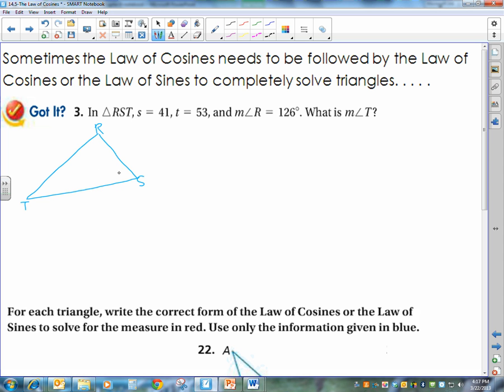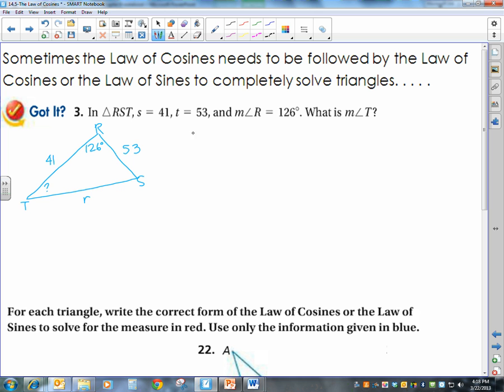Side S, opposite angle S, is 41. Side T, opposite angle T, is 53. And angle R measures 126 degrees. And we are looking for the measure of angle T. So you can see that this is two sides and the included angle. So I have to use the law of cosines, and the law of cosines is going to give me this side, which is little r.